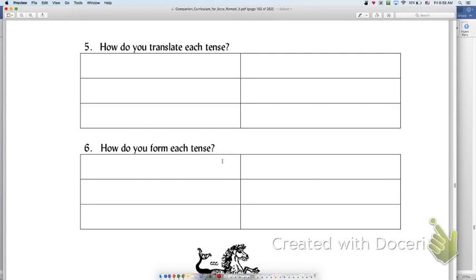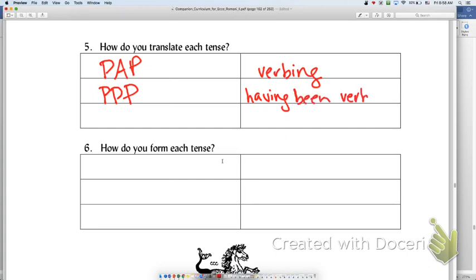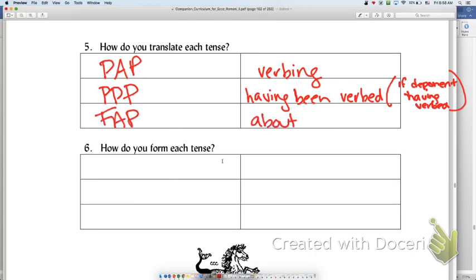How do we translate each tense? Okay, so how do we translate the PAP? Verbing. How do you translate the PPP? Having been verbed. Good. What if you're deponent? If deponent, it's having verbed. Okay, what about the FAP? About to verb, yep.